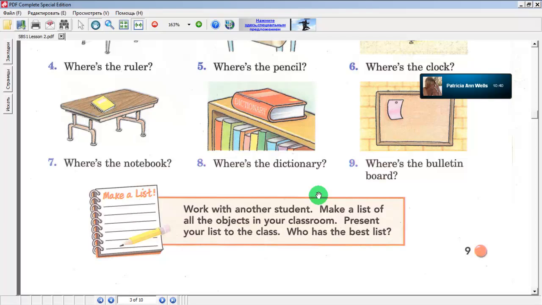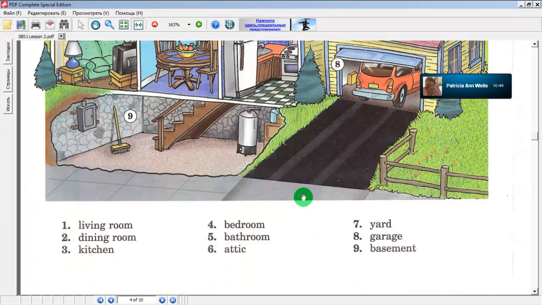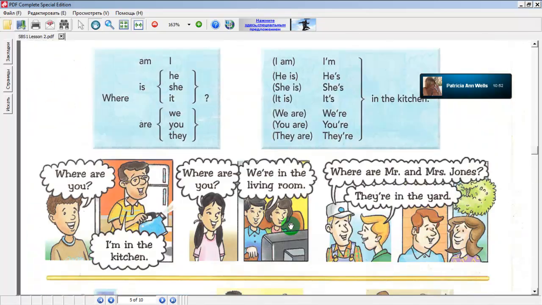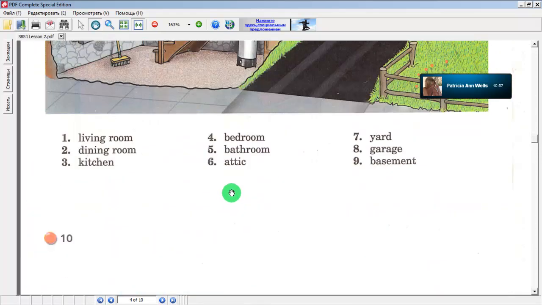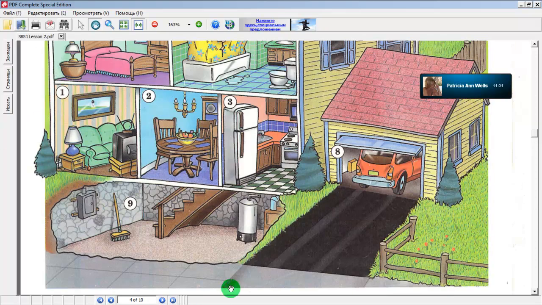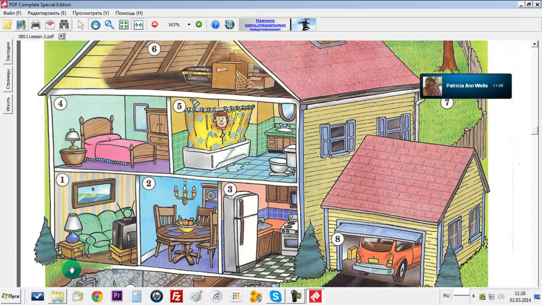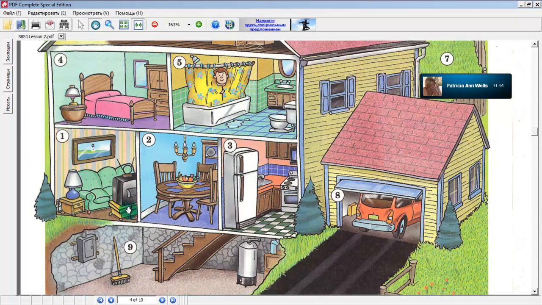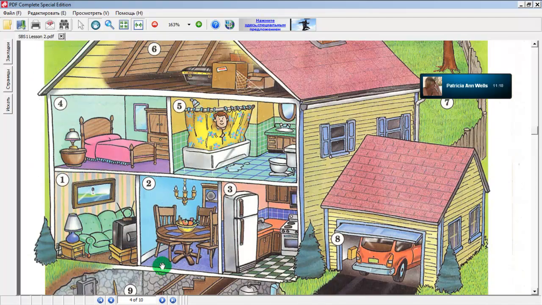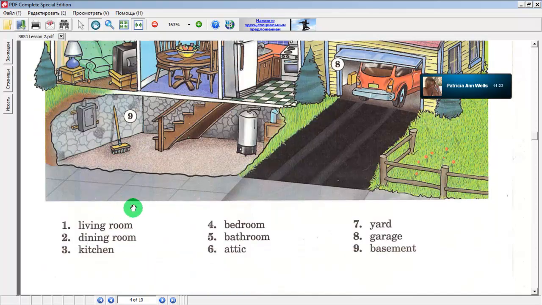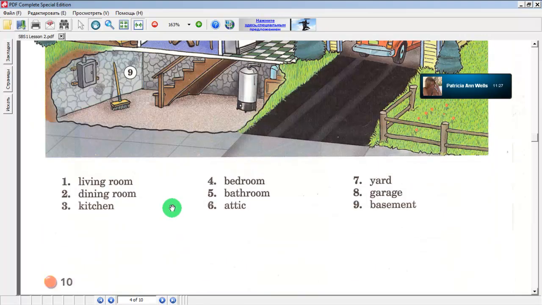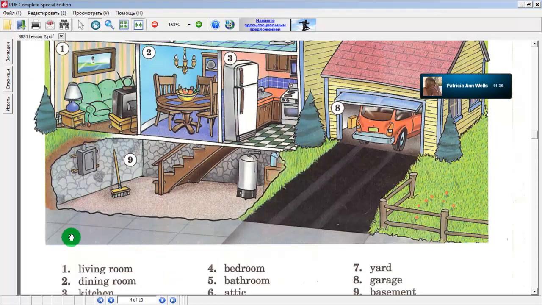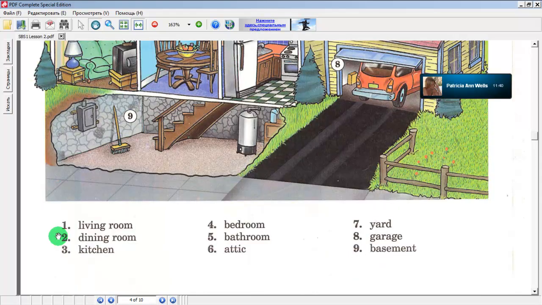Now let's go down to the next page. Starting from number 6, what is that? It's page 10. Six is attic. Okay, what is number 4? Bedroom. Five. Bathroom. One. Living room. Two. Dining room. Three. Kitchen. Eight. Garage. Seven. Yard. Nine. Basement. Very, very good.